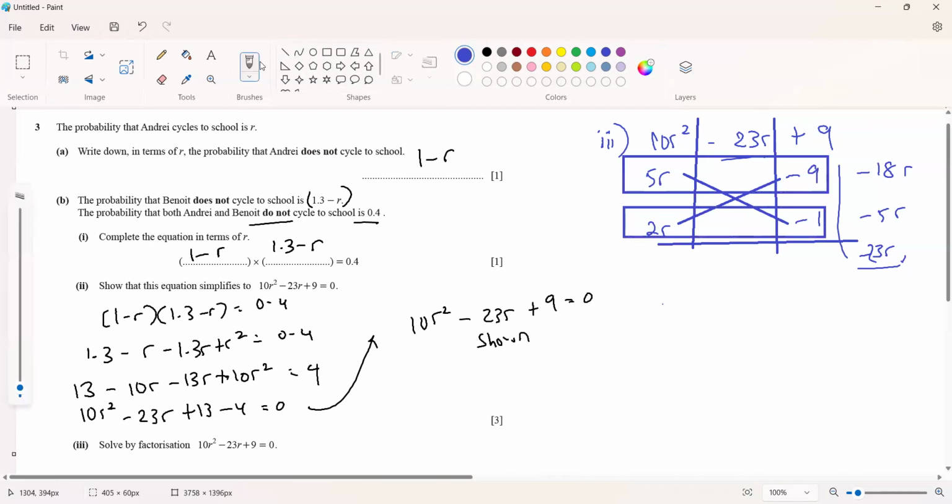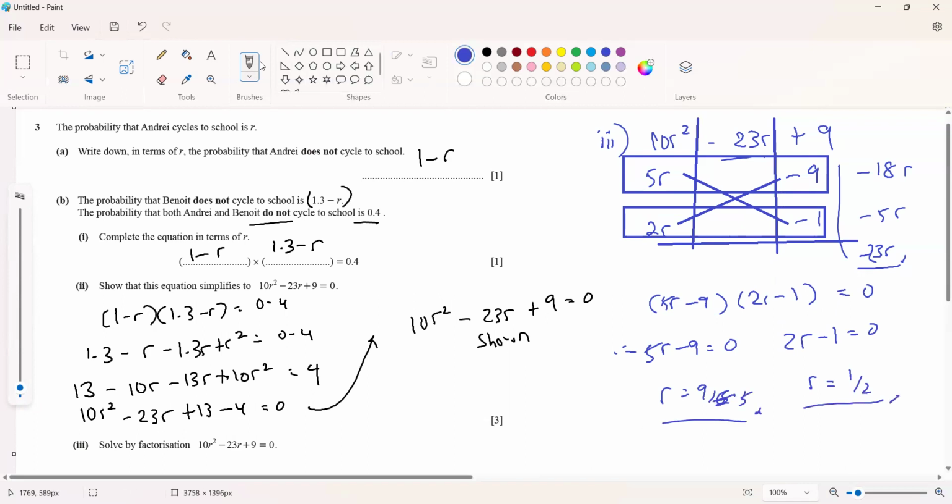So I have a double bracket of 5R minus 9 and 2R minus 1 equals 0. So therefore, 5R minus 9 equals 0, 2R minus 1 equals 0. So R equals 9/5, R equals 1/2. So we have two answers here.